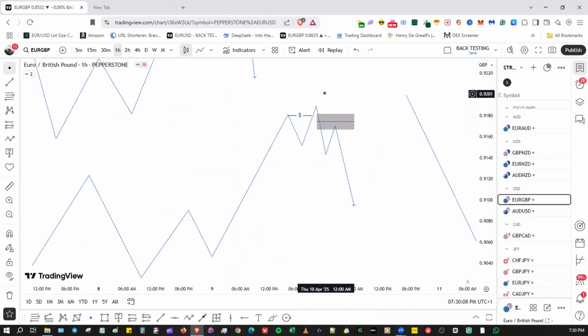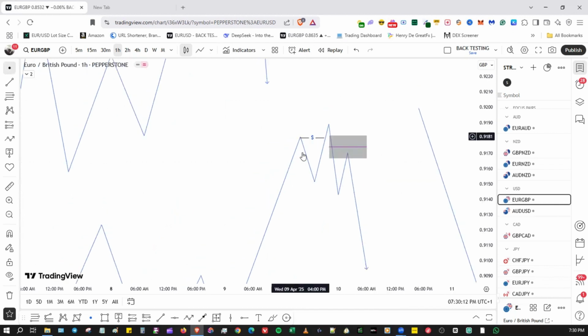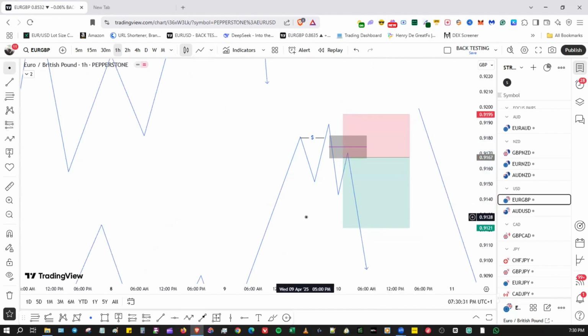Now whenever you see price sweeping liquidity of the previous high, provided that this price has taken this liquidity here and then displaced to the downside, leaving behind a fair value gap and order block, you can place your pending order here, stop loss above that level, provided that price has swept liquidity here.